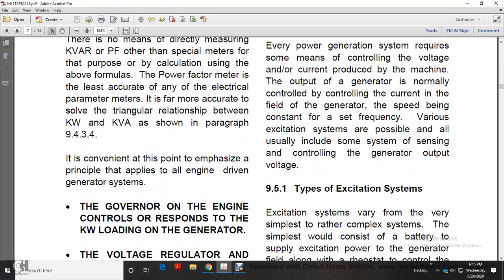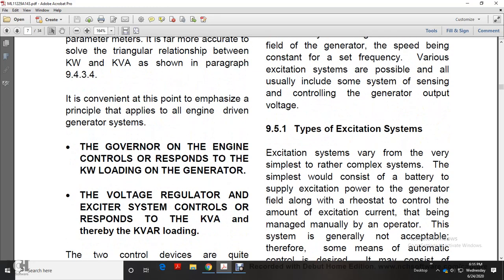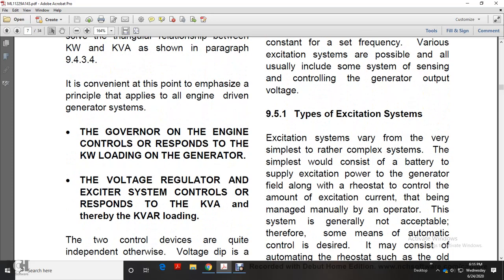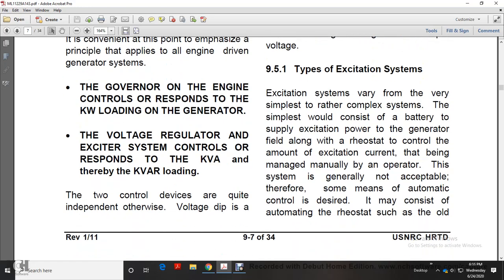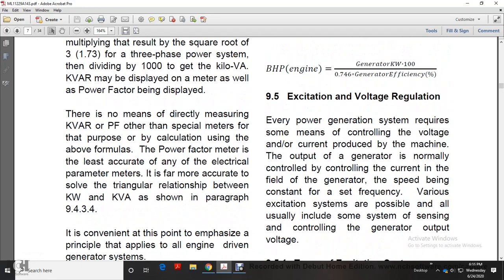Convenient at this point, emphasize the principle applied with the engine-driven generator system. The governor on the engine controls the response for the kilowatt loading of the generator, while the voltage regulator and exciter system controls and responds to the kilovolt ampere, thereby controlling kilovolt ampere reactive loading. The two control devices are quite independent of each other.